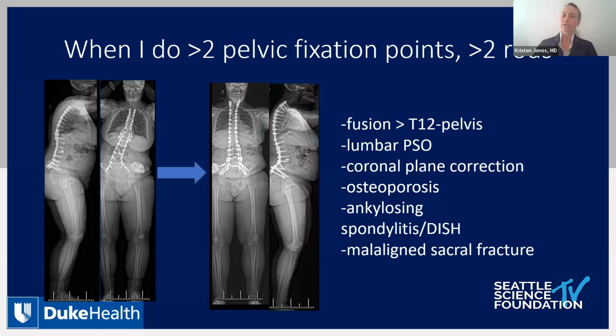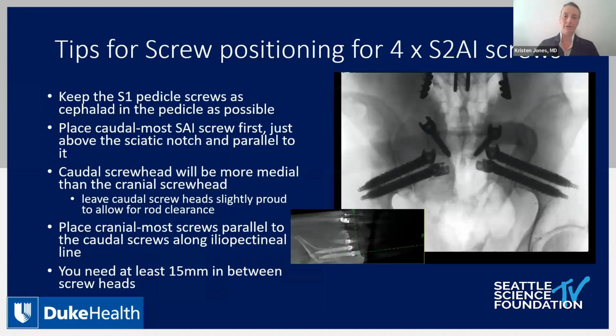But we really need to understand this in a defined way, and that's something that's not currently existing in our literature. So I just want to move forward a little bit, and I want to talk about S2 AI screws when you're putting in dual pelvic fixation points on one side using a sacroiliac iliac trajectory. And I know we talked a lot previously about how to do that with pure iliac screws.